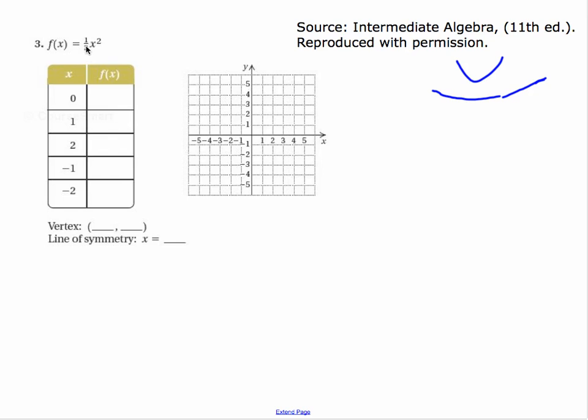Because we saw that if this number is in between 0 and 1, it's quite flat. If this number is like a 5, then the quadratic function would be vertically stretched quite a bit. So I know it's going to be sort of flat like that one.